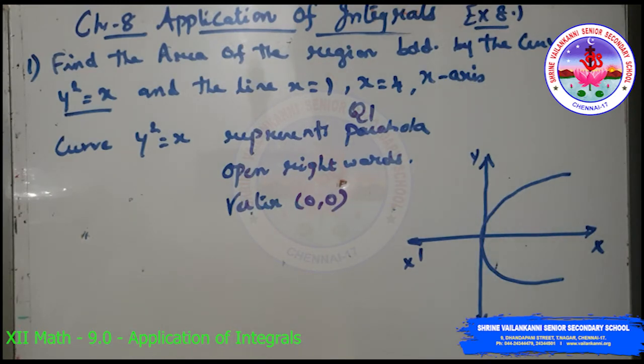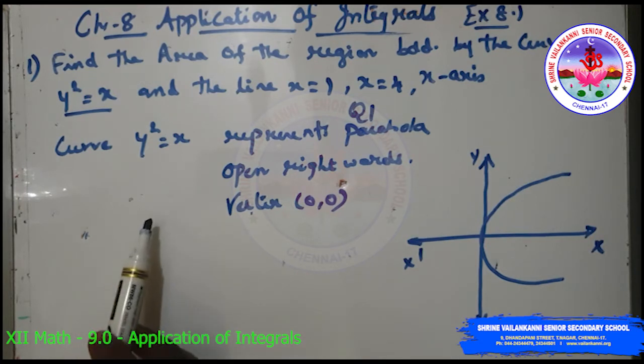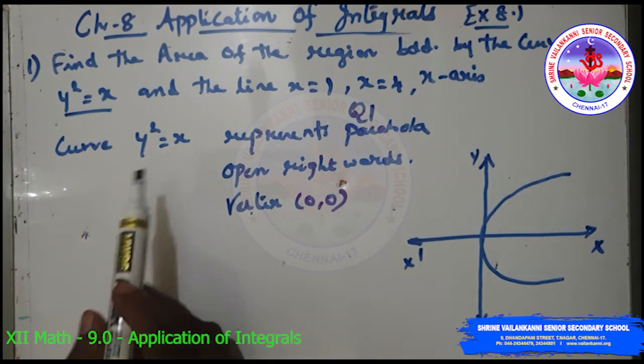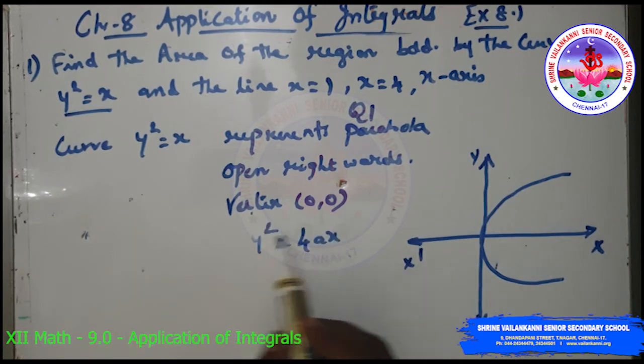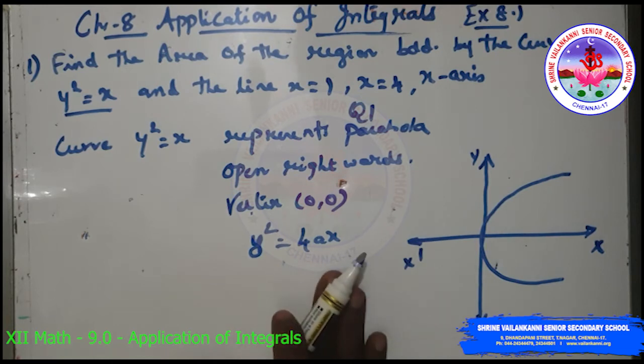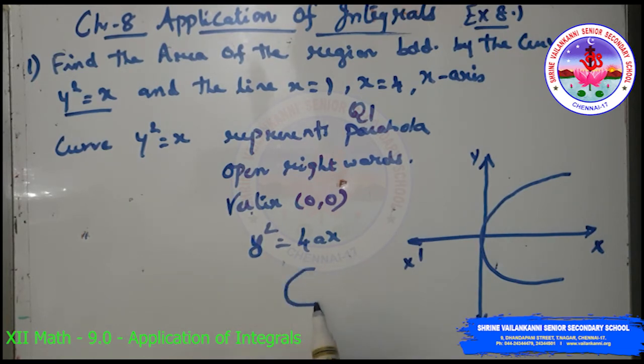Exercise 8.1, first question. Find the area of the region bounded by the curve y square equal to x and the lines x equal to 1, x equal to 4, and the x-axis in the first quadrant. Here the curve is given as y square equal to x. That is y square equal to 4ax. If y square equal to 4ax, then it is a parabola which opens rightwards.